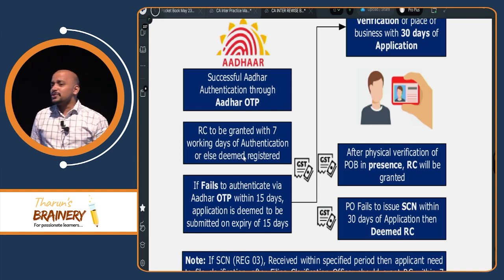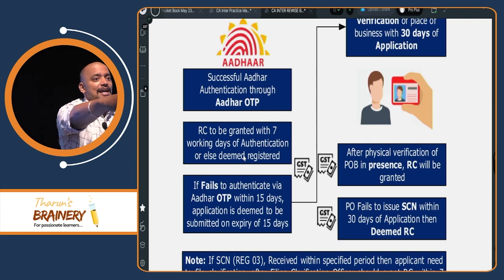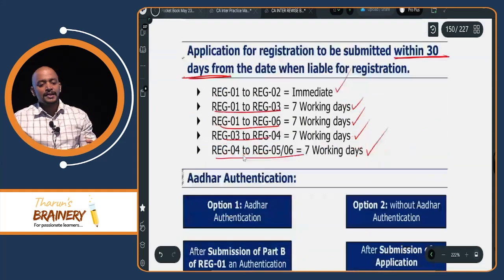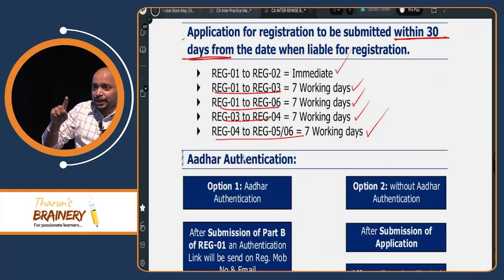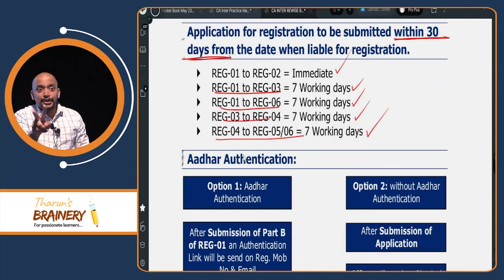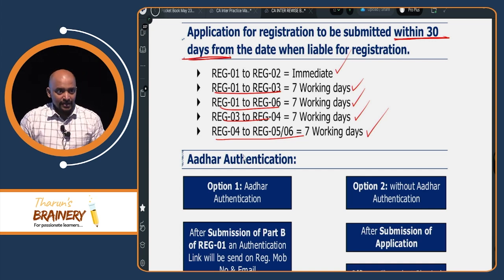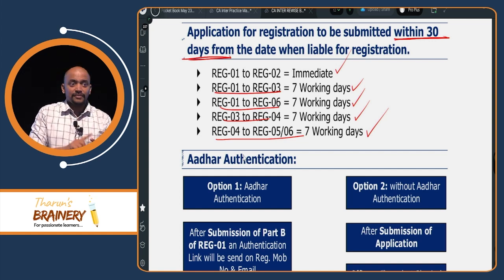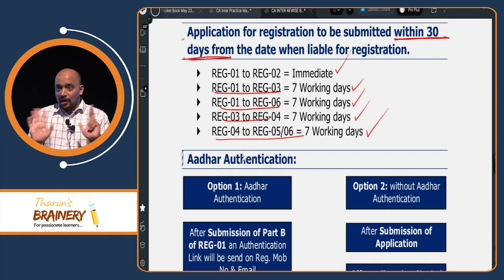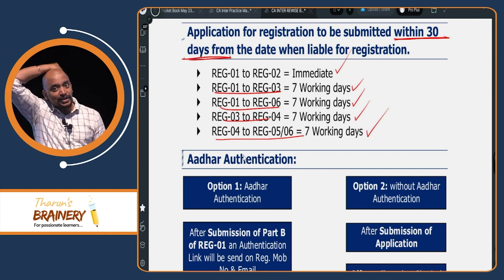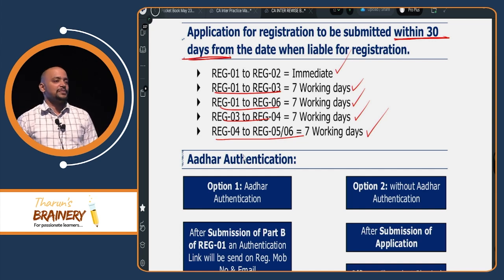What is the meaning of deemed registration? Thereafter, they cannot reject the application. So within 7 working days, either they need to give a notice, or they need to give a certificate of registration. Suppose you made application for registration. Within 7 working days, neither did you get a notice nor a certificate of registration, which means deemed registration. But we will not have a number. But thereafter, they cannot reject the application. They have to grant the registration certificate. That is the meaning of deemed registration.